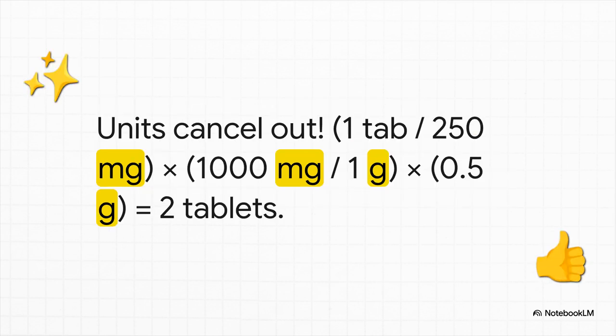And now for my favorite part. Watch the magic. The milligrams on the bottom of the first fraction cancel out the milligrams on top of the second. The grams on the bottom of the second cancel out the grams on top of the third. What's the only unit left standing? Tablets. It's exactly what we wanted to find. From there, the math is easy, and it gives us the right answer. 2 tablets. This is why this method is so powerful.